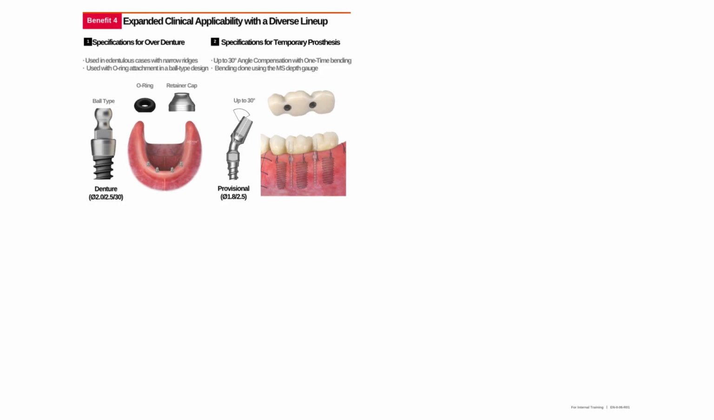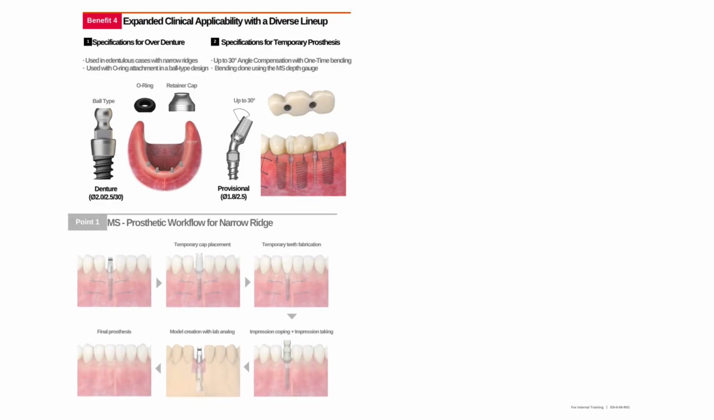First, there is a specification designed for overdenture cases in edentulous patients with narrow ridge widths. The upper portion is designed in a ball-type configuration, allowing the denture to be fabricated using the existing stud-type O-ring and retainer cap interchangeably. In addition, there is a provisional type designed for temporary prosthesis fabrication. If a temporary restoration is required after surgery, the provisional implant can be placed and used to support the prosthesis. The upper portion is also bendable, allowing angle correction of up to 30 degrees. However, please note that repeated bending is not recommended, and the component should only be bent once.